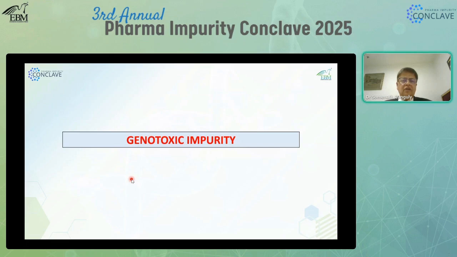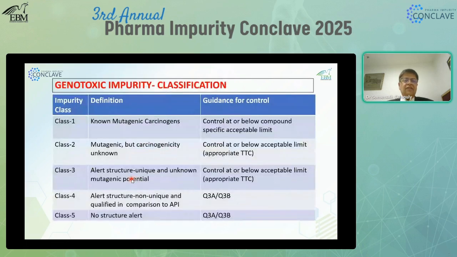Now come to the genotoxic impurity. Genotoxic impurities are classified basically from ICH M7. Class 1 is the known mutagenic carcinogens. The guidance is high control at or below the compound-specific acceptable limit. Class 2 is mutagenic but carcinogenicity is unknown. The control guidance is the same: control at or below the acceptable limit.